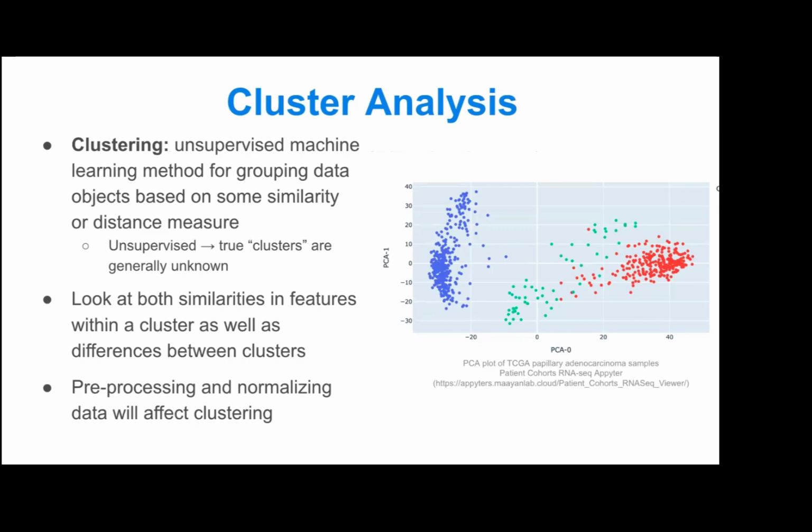And it's important to note that clustering is an unsupervised machine learning method. And it's unsupervised because generally we don't actually know the true clusters. So cluster analysis just provides a way of systematically determining what are likely clusters. And most algorithms will actually look at both similarities in the features within a cluster, as well as the differences between clusters. So basically making sure that within a cluster, you get samples that are very similar to each other. And then those samples are very different from other clusters.